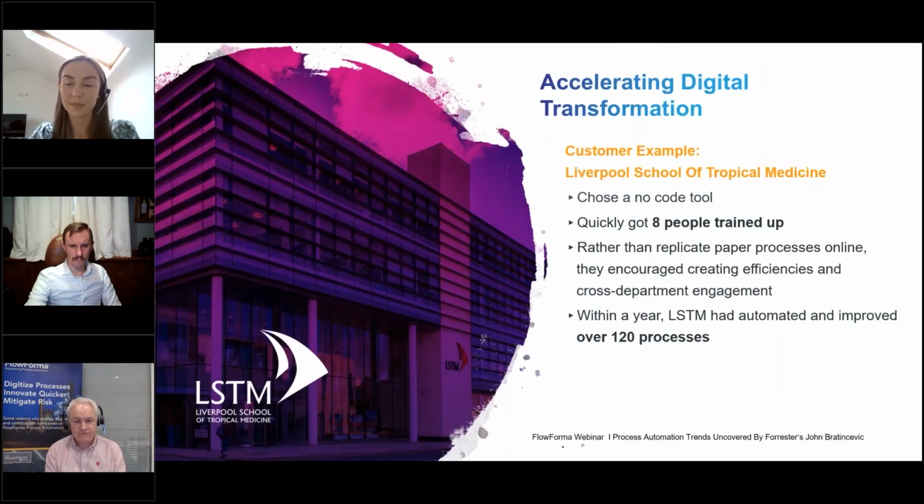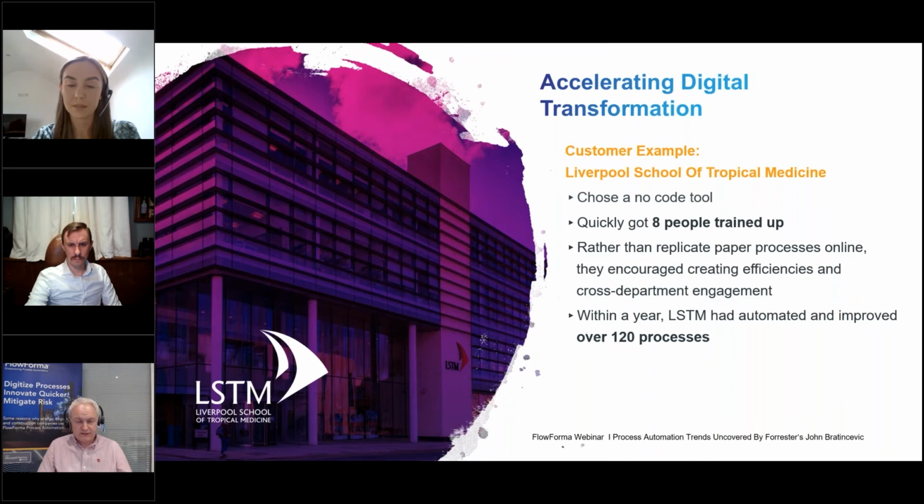The first one we'll talk about is the Liverpool School of Tropical Medicine. They're a large university based in Liverpool, one of the oldest schools of tropical medicine in the world. They decided to go for a no-code tool because they had a very small and busy IT department and didn't have the capacity to digitize lots of their systems that were running on spreadsheets and email chains and so on. So they quickly got 8 people trained up. It's a very short training cycle, and a lot of these no-code tools, FlowForma is no exception, have a short training cycle where we basically get you up to speed in a couple of days.